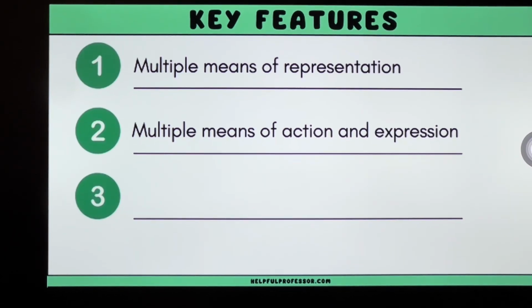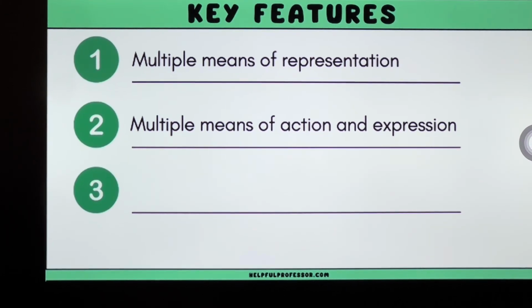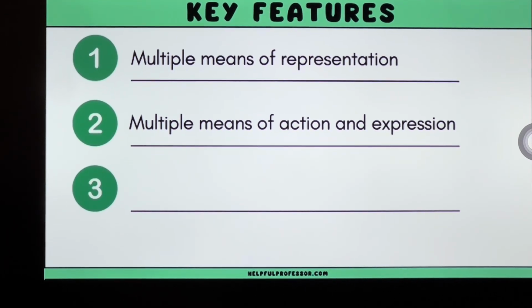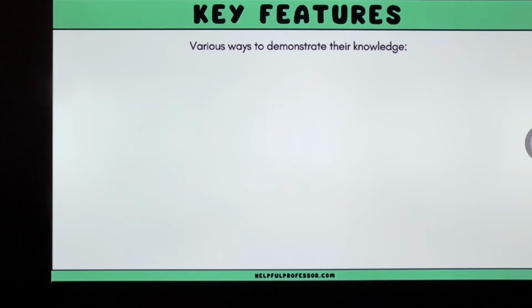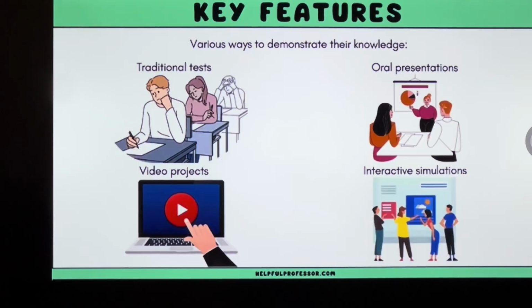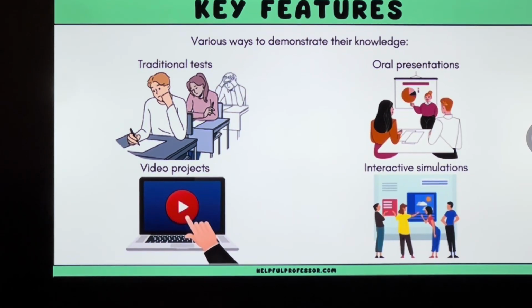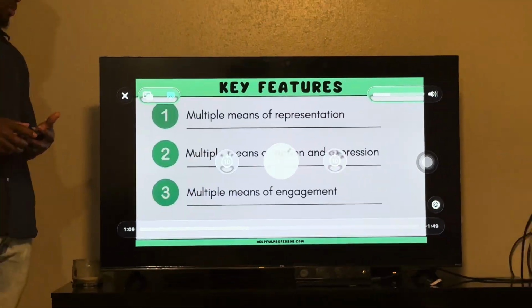Another key feature is the provision of multiple means of action and expression. This aspect of UDL focuses on the how of learning, offering students various ways to demonstrate their knowledge and skills. This could include traditional tests, oral presentations, video projects, or interactive simulations, allowing students to choose the method that best reflects their strengths and learning styles.